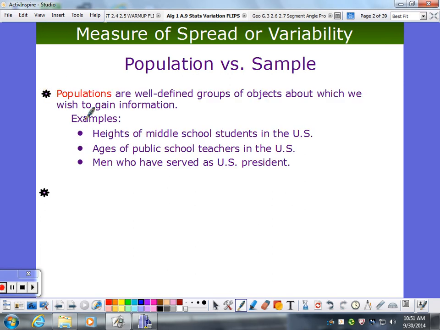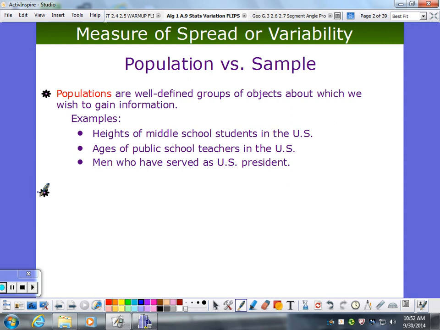So a population, that's a well-defined group of objects about which to gain information. Here are some examples of population. The heights of middle school students in the United States. So the population there would be United States middle school students. If we want the ages of public school teachers in the United States, our population would be United States public school teachers, right? U.S. presidents is the population if I want to know which men have served there. It doesn't have to be people. Populations could be fish in a pond or something like that.